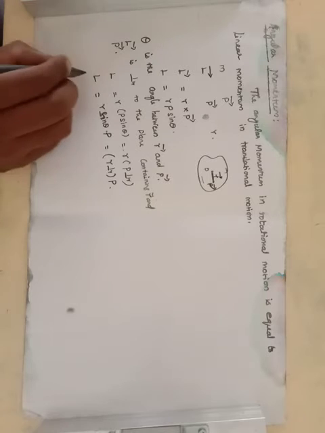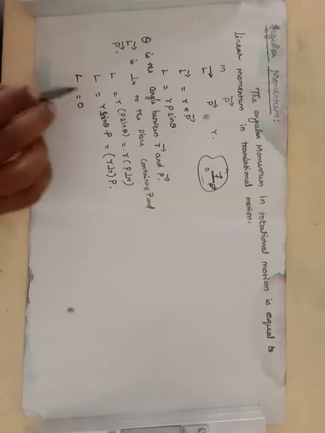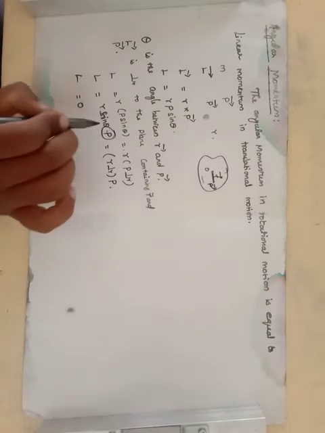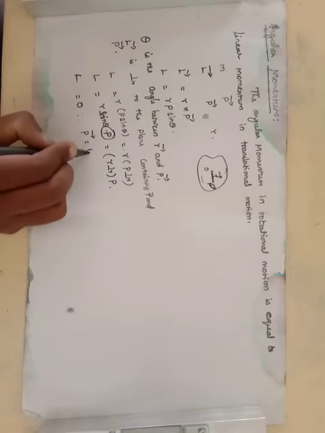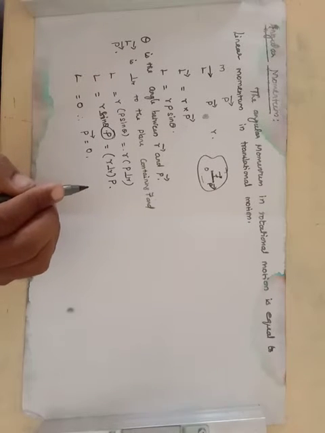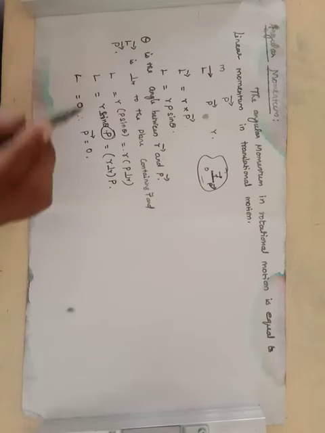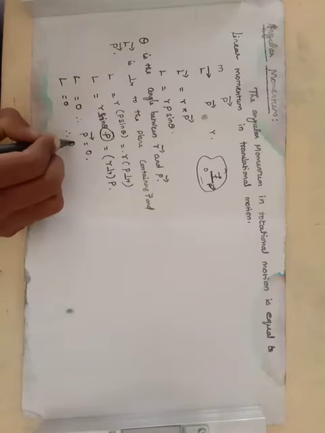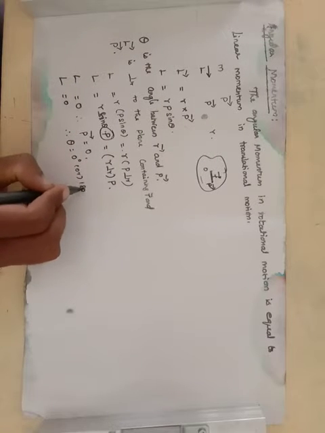The angular momentum is 0. First condition, the angular momentum is 0 if the linear momentum is 0. When p is 0, L is equal to 0. Next, L is equal to 0 when theta is equal to 0 degree or 180 degree.